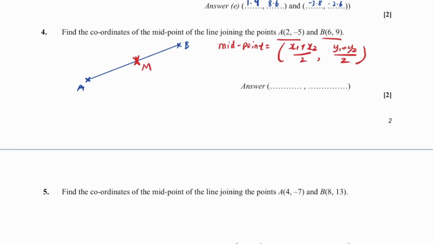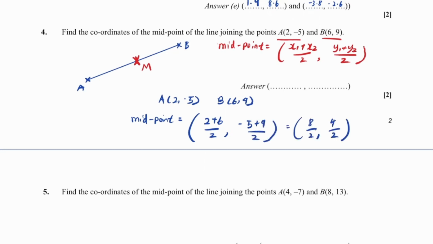So what are we going to do? We have A, 2 and negative 5, B, 6 and 9. So the midpoint will be 2 plus 6 over 2, negative 5 plus 9 over 2. Let's simplify further. There will be 4 and 2. This is the midpoint. So the midpoint is 4 and 2.